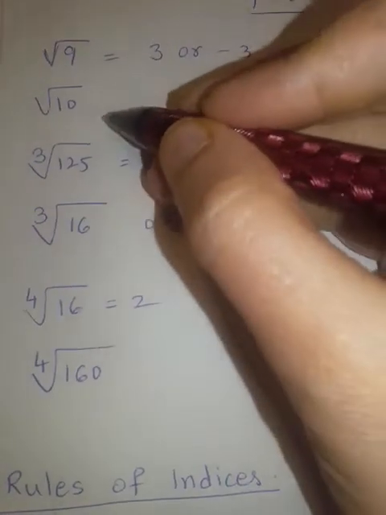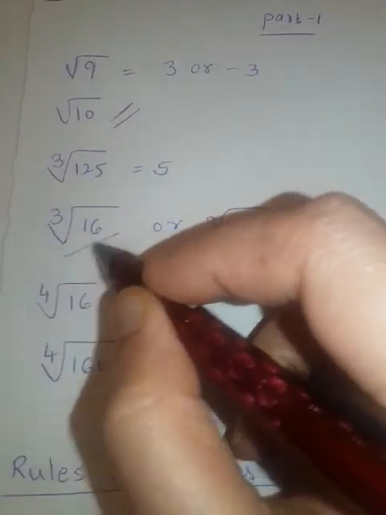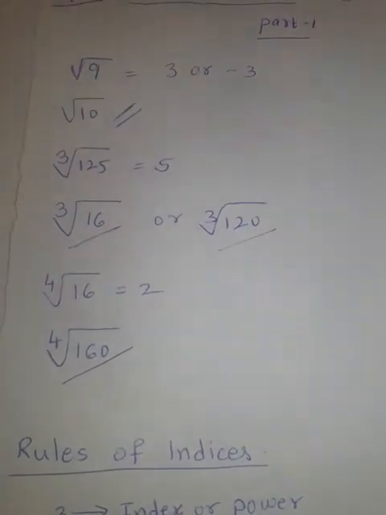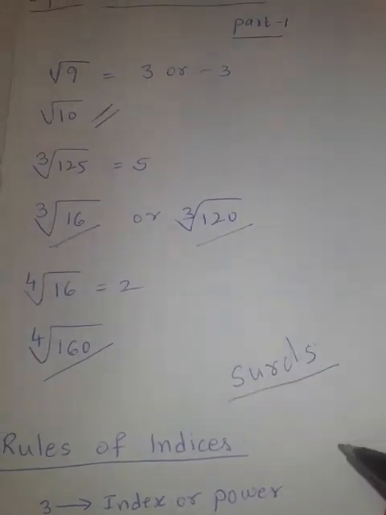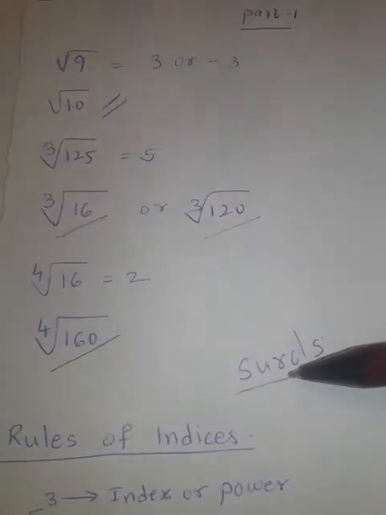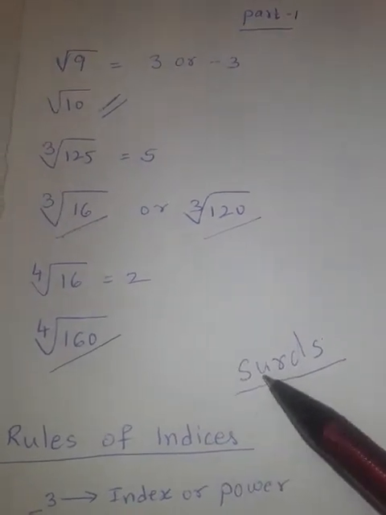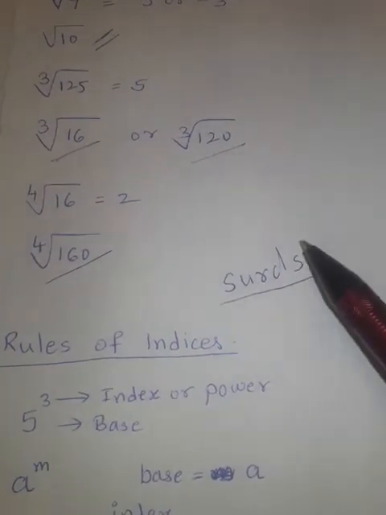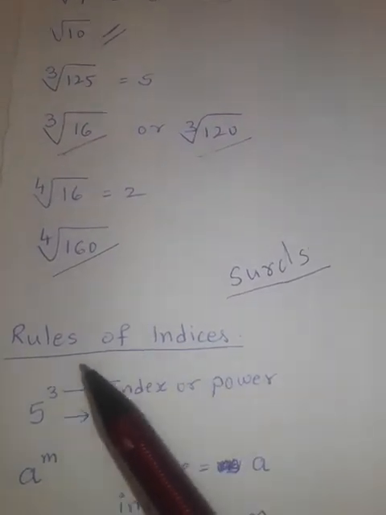No. So this kind of number, root 10, cube root of 16, cube root of 120, fourth root of 160, where you do not get the exact value, they are all surds in simple terms. And for solving these surds, since they are under the root sign, we need indices. Hence these two topics, surds and indices, are always combined. So before solving any problem, first we need to understand the basic rules of indices.